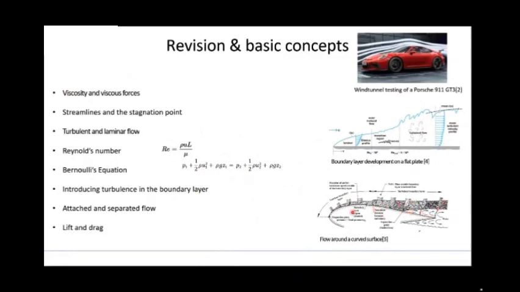So attached flow is when our boundary layer is still connected to our object. Separated flow would be when our boundary layer has detached from our object, is no longer connected to our object.